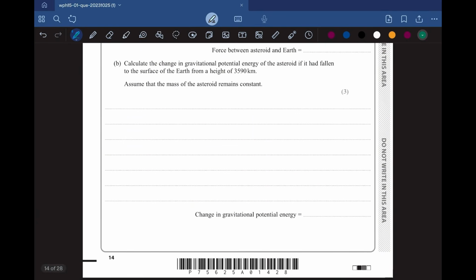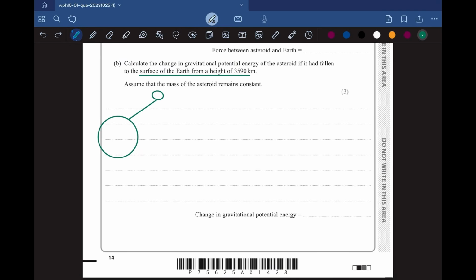Now the next question says, calculate the change in gravitational potential energy of the asteroid if it had fallen to the surface of the earth from a height of 3590. So it will fall to the surface of the earth from a height of 3590. So let's draw this again. This is my earth and this is my asteroid. So here the distance is 3590.